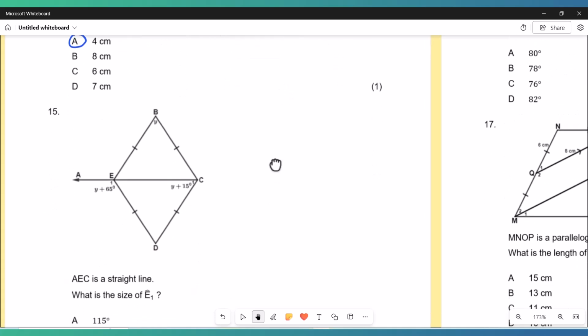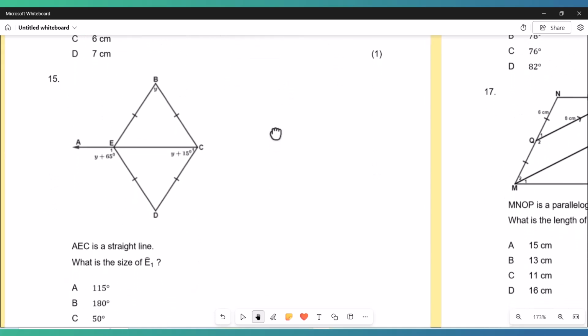They say here that ES is a straight line. What is the size of E1? So I need to find my E1 here, this angle E1. Now these sides are equal. So if this is Y plus 15, it's going to be Y plus 15 here as well, because these are angles opposite equal sides. And I see a straight line here. So I'm going to say that Y plus 65, also plus Y plus 15, must give me 180 degrees.